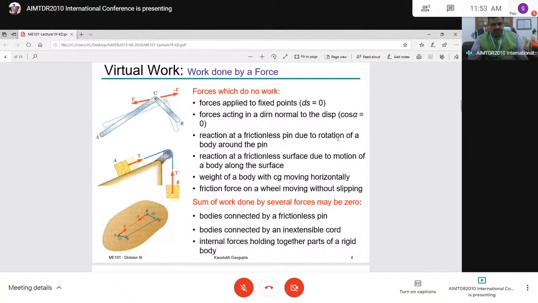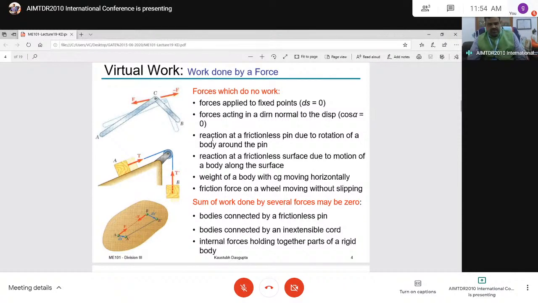Reaction and friction due to rotation of the body, we are neglecting that. Reaction at a frictionless surface due to motion of the body along the surface. Weight of a body moving along the surface or horizontally. Friction force on a wheel moving without slipping.